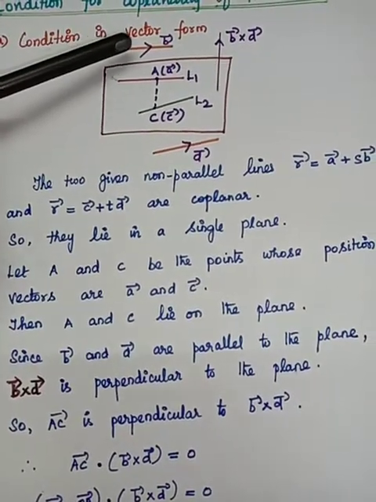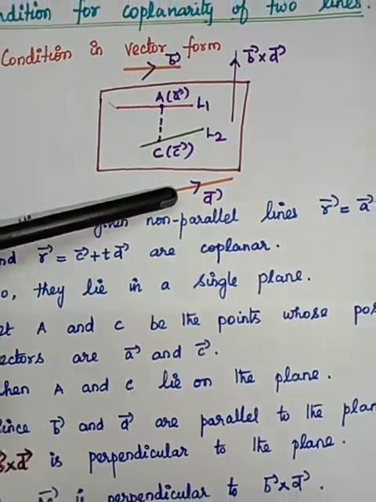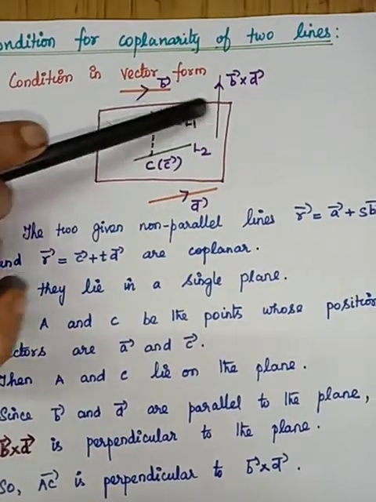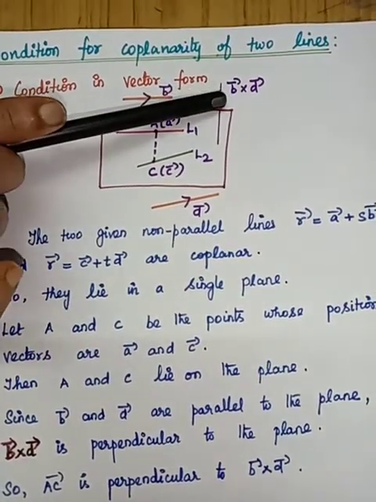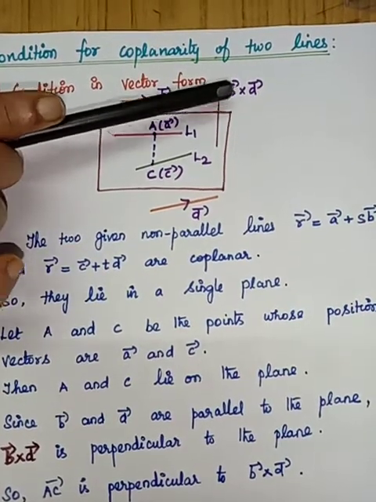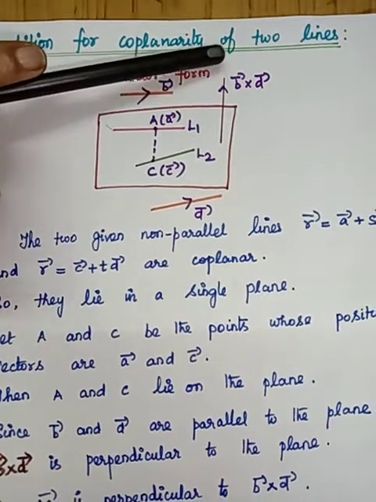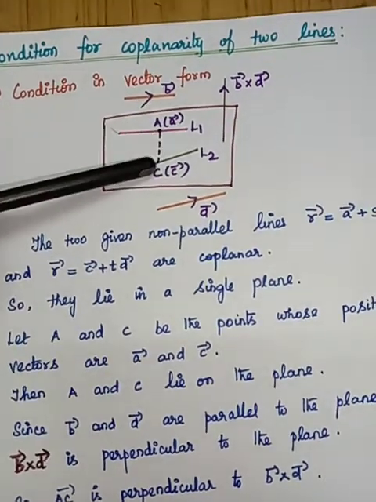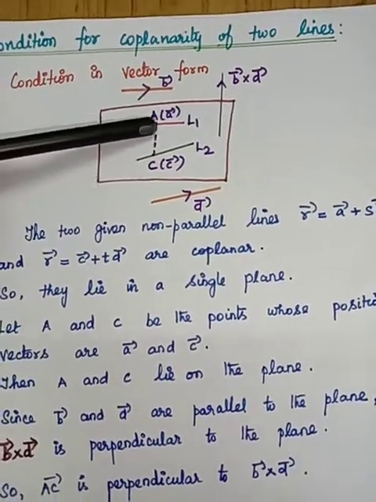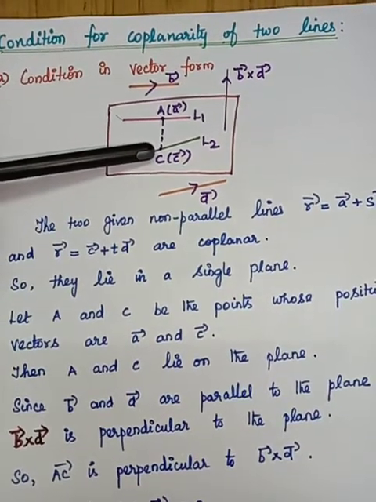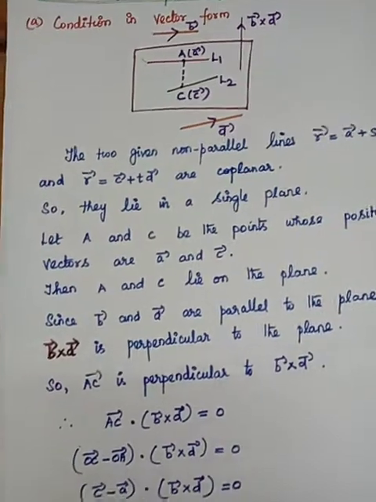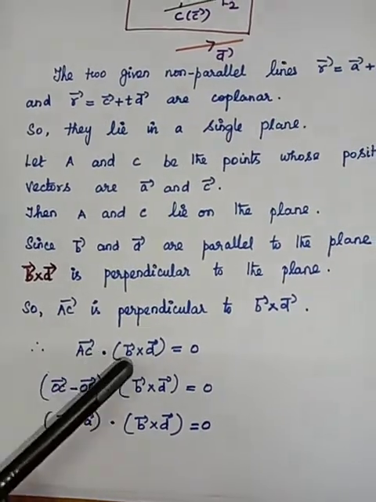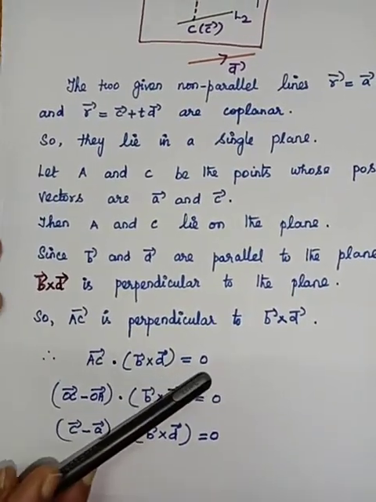Okay, you look at this, since your b vector and d vector, they are parallel to the plane. So the cross product of them, what is it? b vector cross d vector. So how it will be? It is perpendicular to AC vector. So b vector cross d vector is perpendicular to AC vector. Okay. So any two vectors are perpendicular, their dot product is equal to 0. So AC vector dot b vector cross d vector is equal to 0.